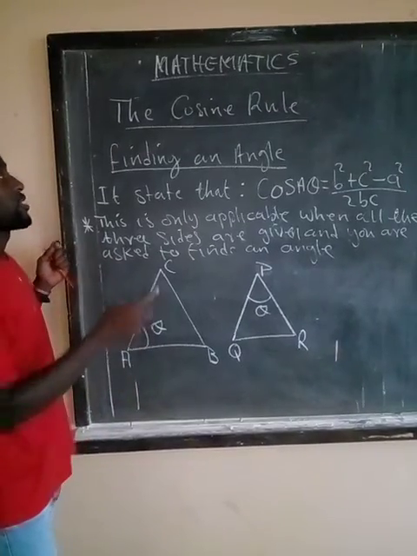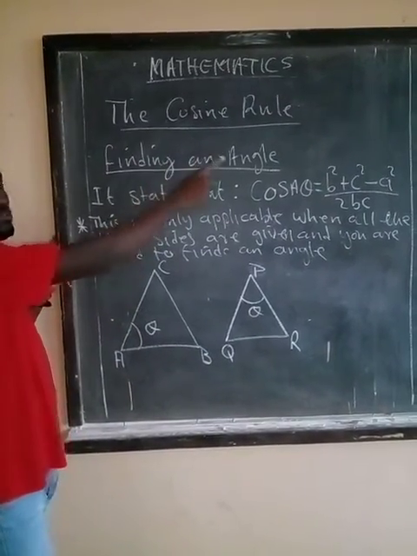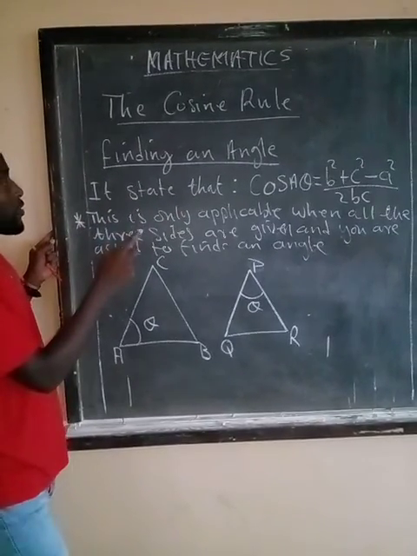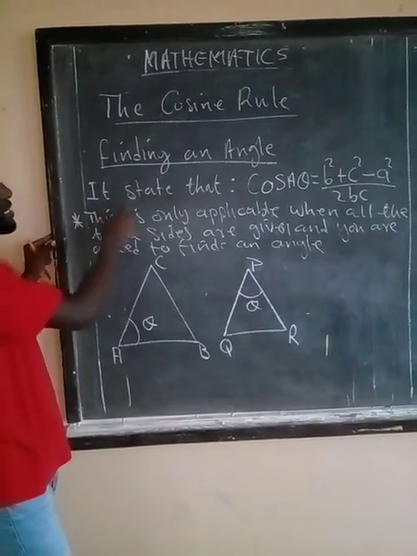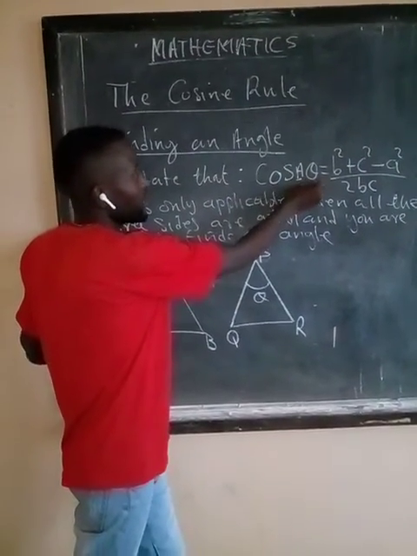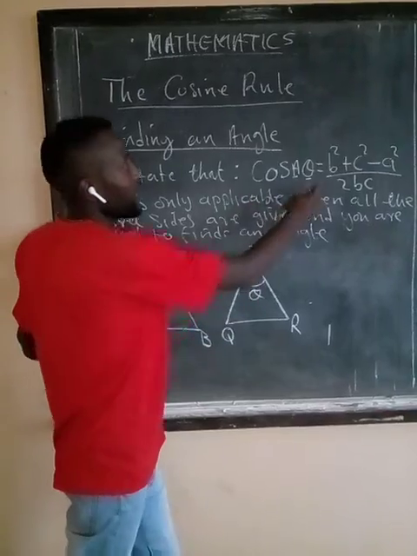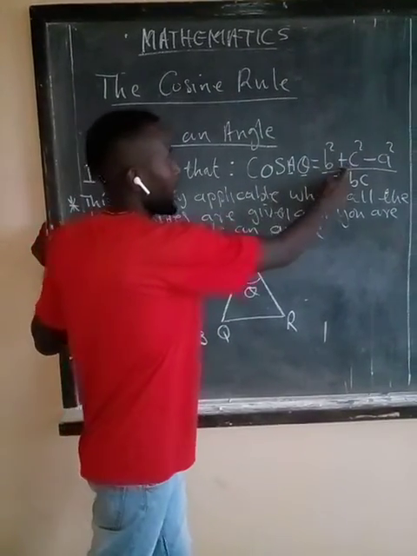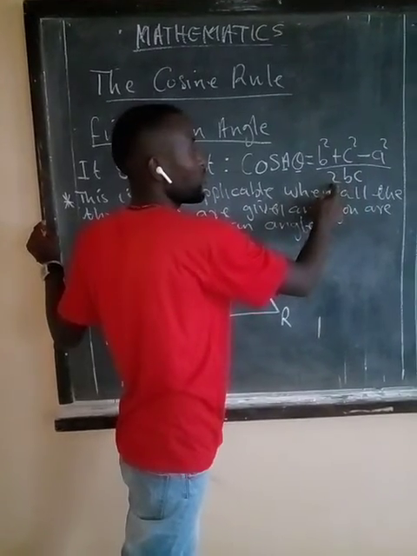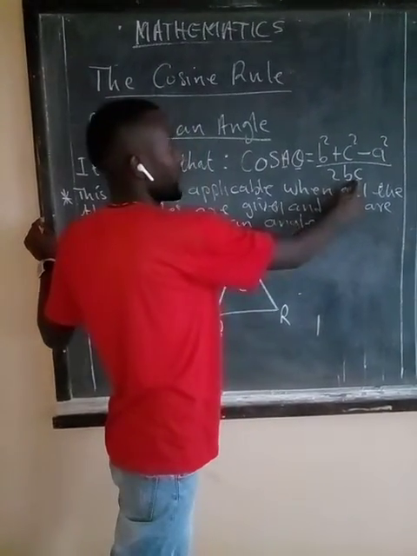In this video, I'm going to talk about the cosine rule on finding an angle. The cosine rule on finding an angle states that cos A, which is the angle, or theta, which is the same thing as an angle, is equal to b squared plus c squared minus a squared over 2 multiplied by b multiplied by c.